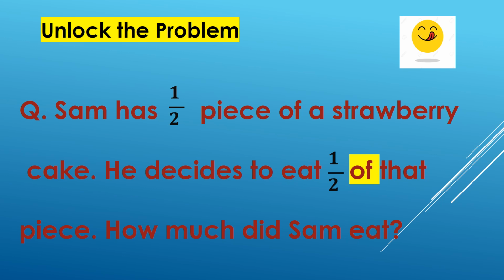Now, read the question carefully. The question doesn't say that Sam ate the half piece. It doesn't mean that he has half and he ate the half. No, he ate half of that piece. It means a part of that piece, and that part is a half. Half of the half. So how much did Sam eat?